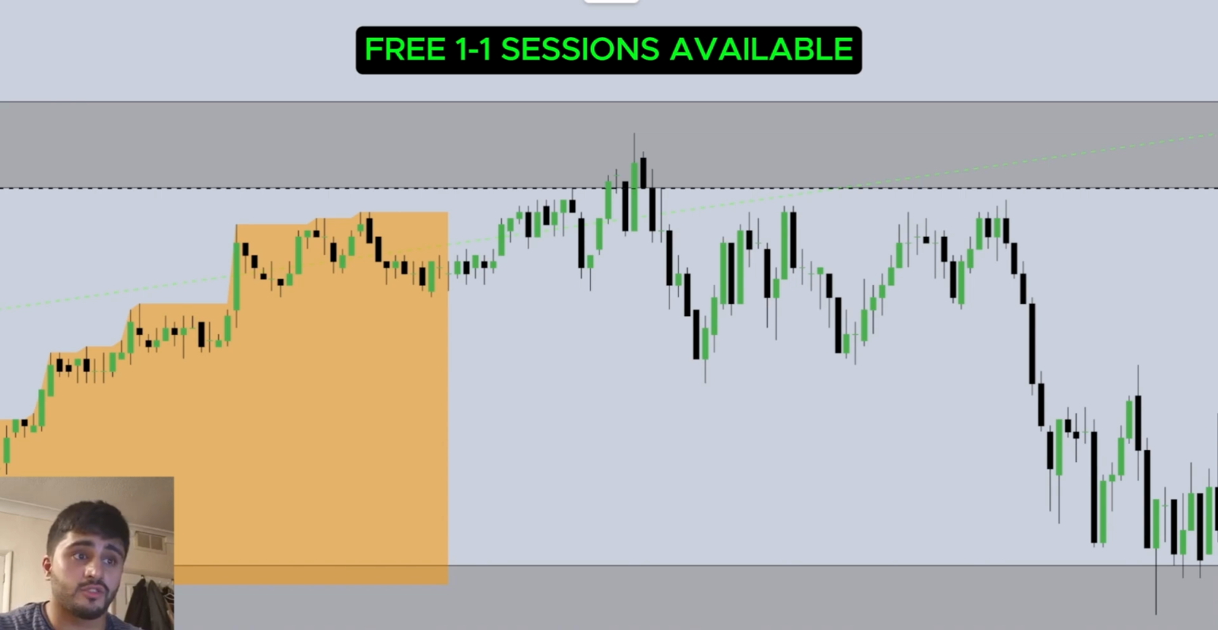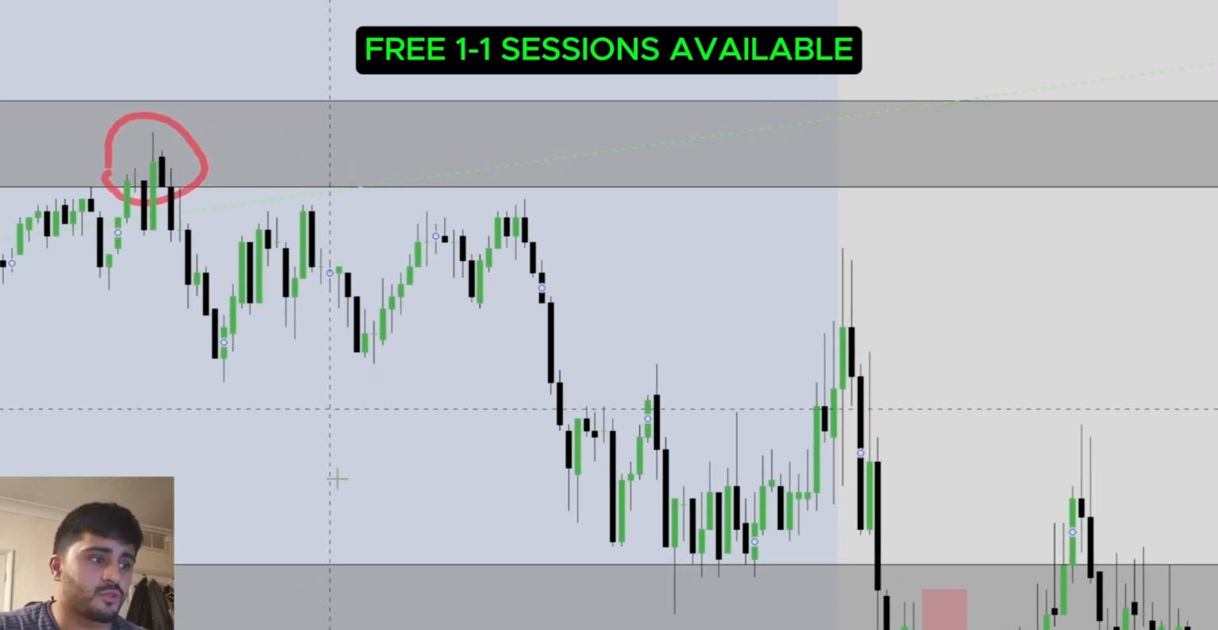So if you're an ES futures trader, pay attention to this level. So it's 70.04 to 70.08. So it's a short level. This rejection area was super important over here. This rejection area was super important.